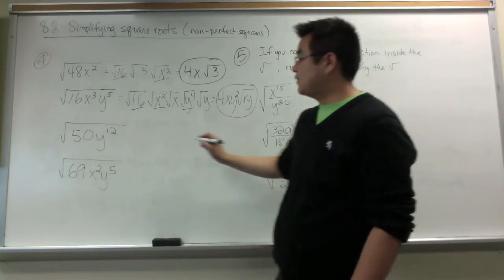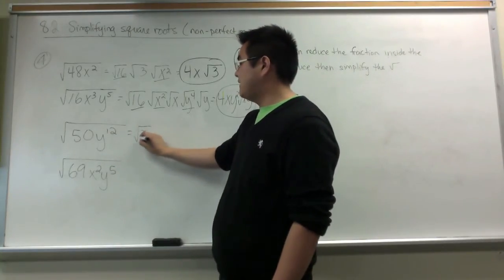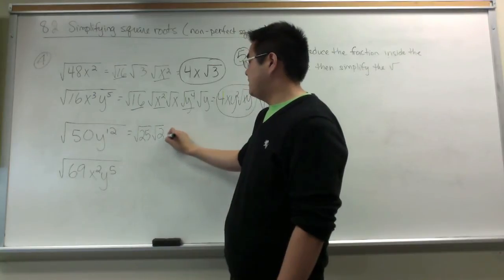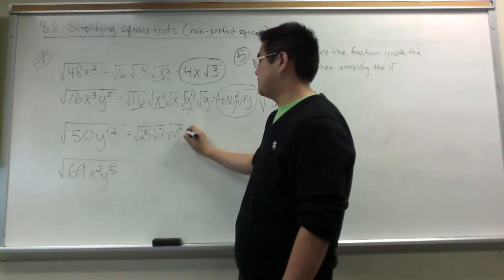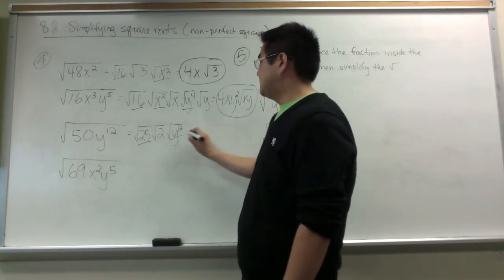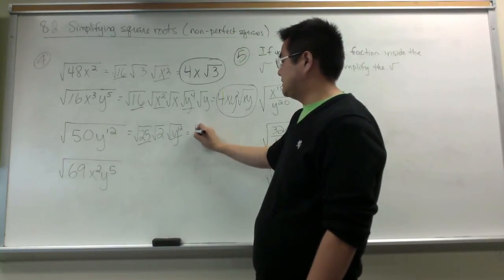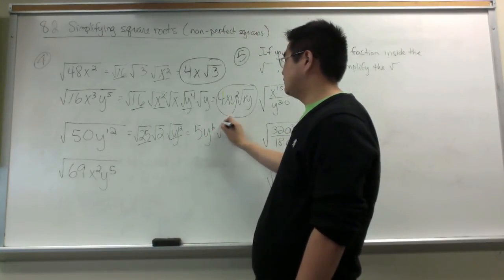In my next example, I'm going to break 50 up into 25 and 2. And then keep y to the 12th because it's a perfect square. Simplify my perfect square radical, so this is 5, y to the 6th, root 2.